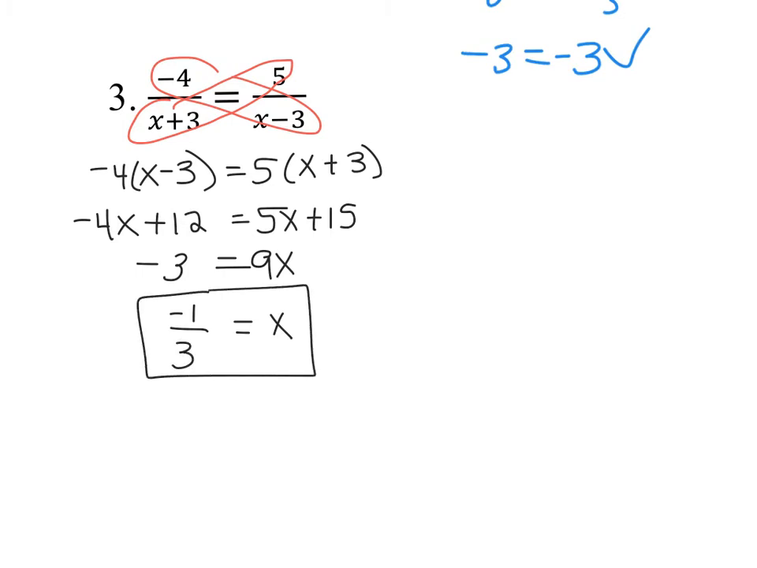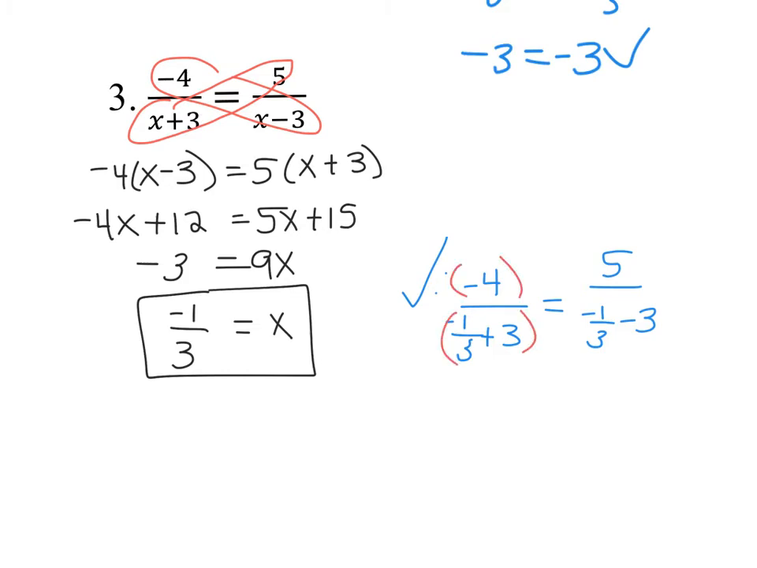So now I got to go ahead and check. Negative 4 over negative 1/3 plus 3 equals 5 over negative 1/3 minus 3. So I noticed this problem is a complex fraction, and I don't really want to deal with that. So I'm just going to multiply the top and the bottom by a common denominator. So 3 and 3. So I have negative 12 over negative 1 plus 9, because I just distributed that inside.